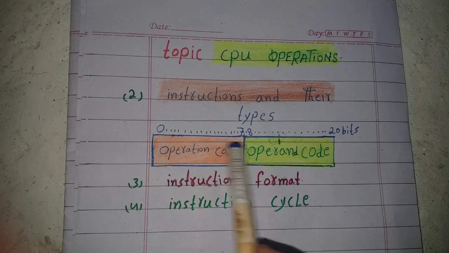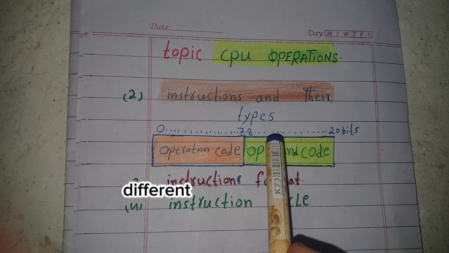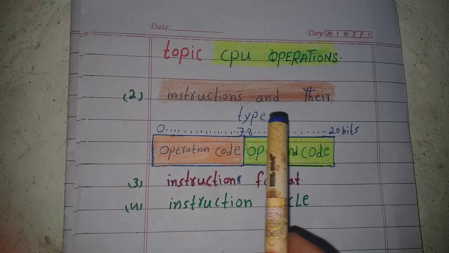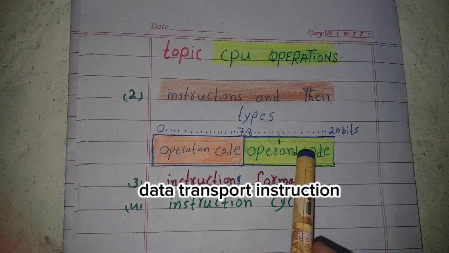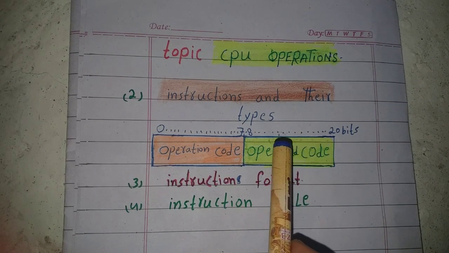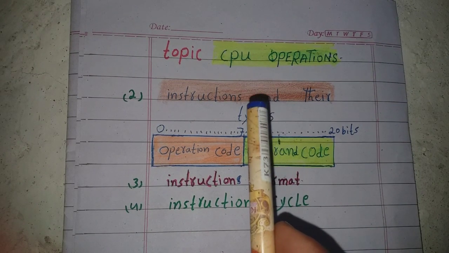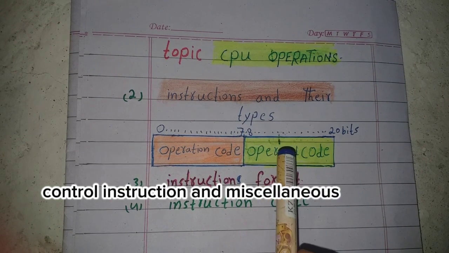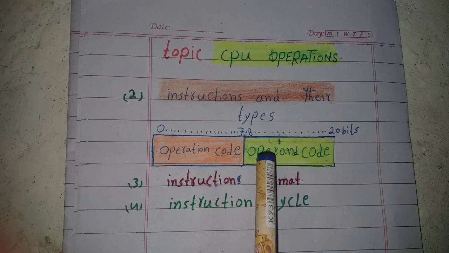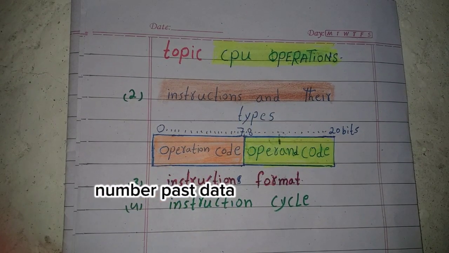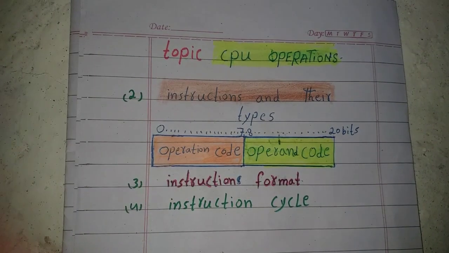There are different types of instructions: data transfer instructions, data processing instructions, program control instructions, and miscellaneous instructions. Number first, data transfer instructions.